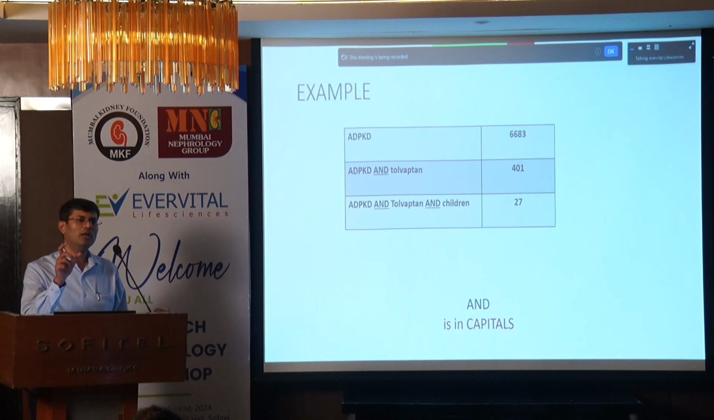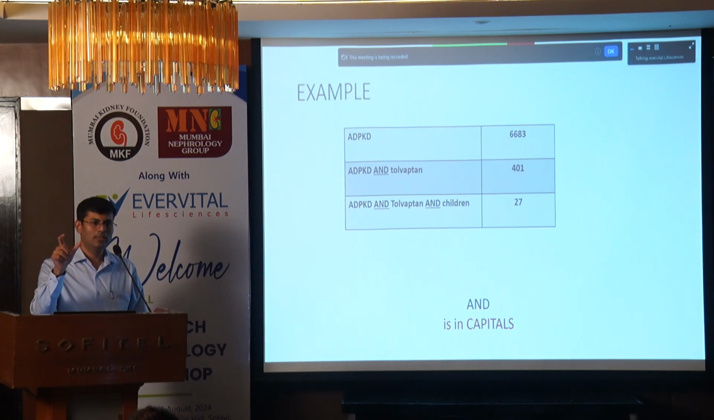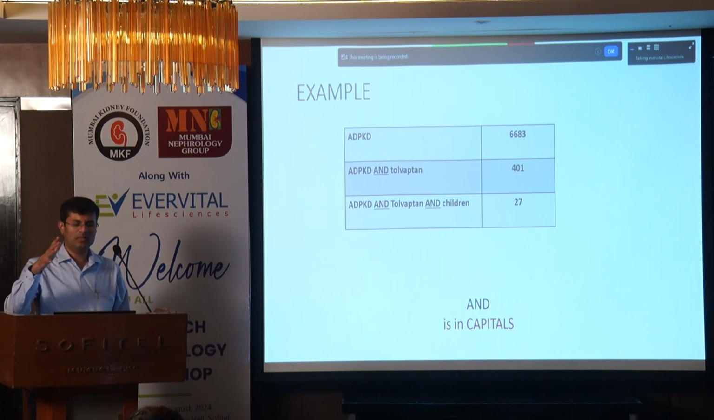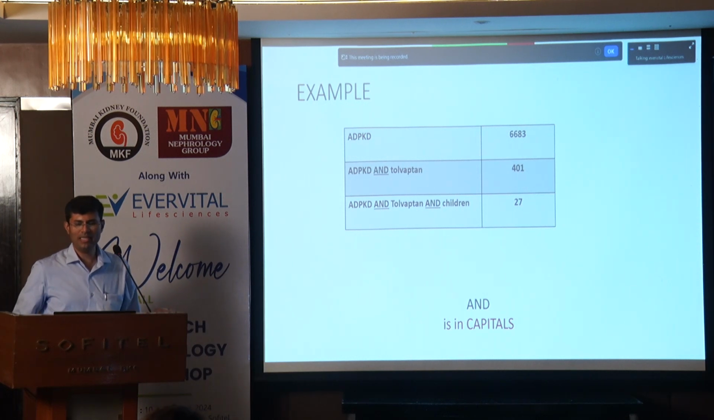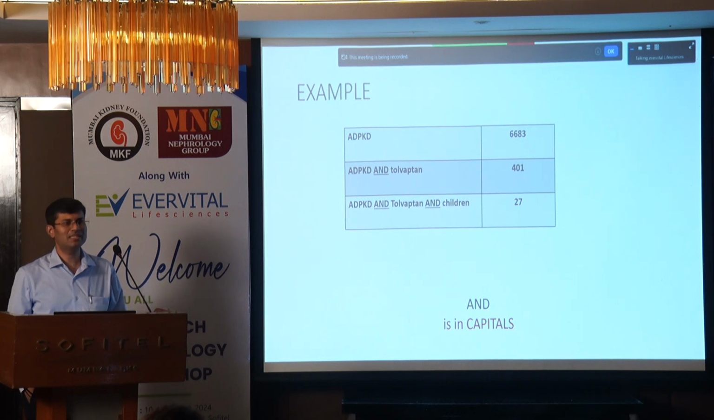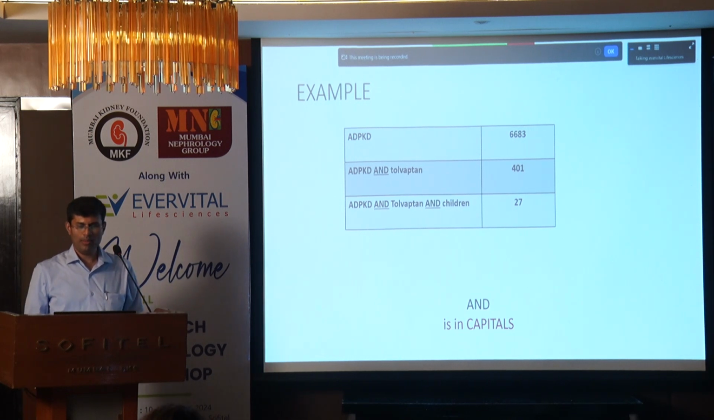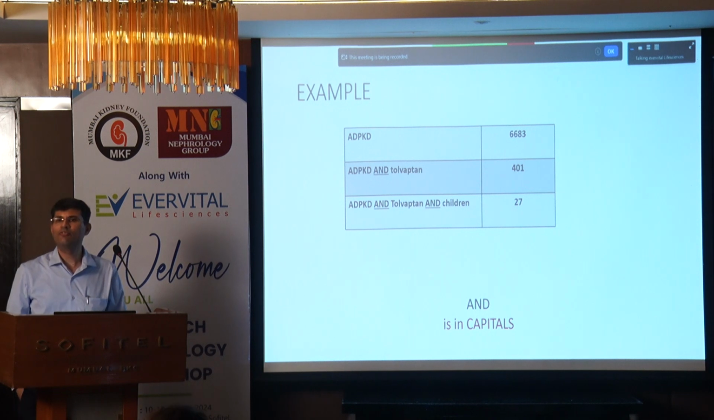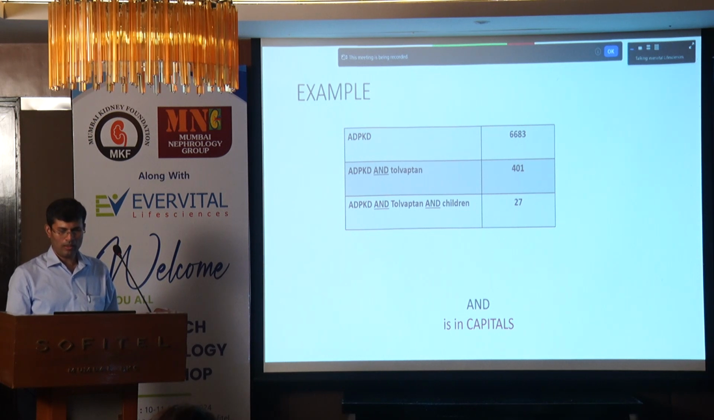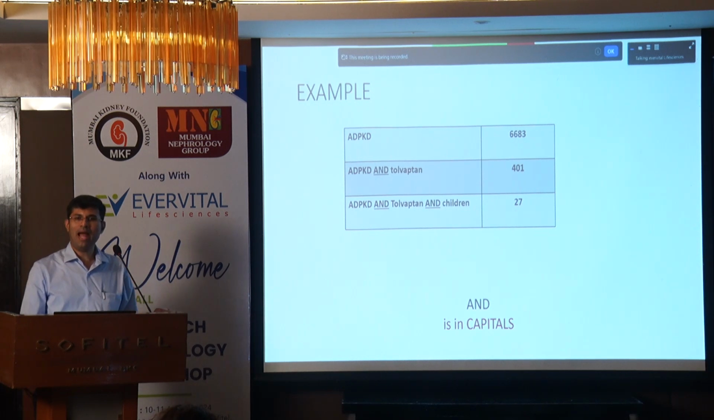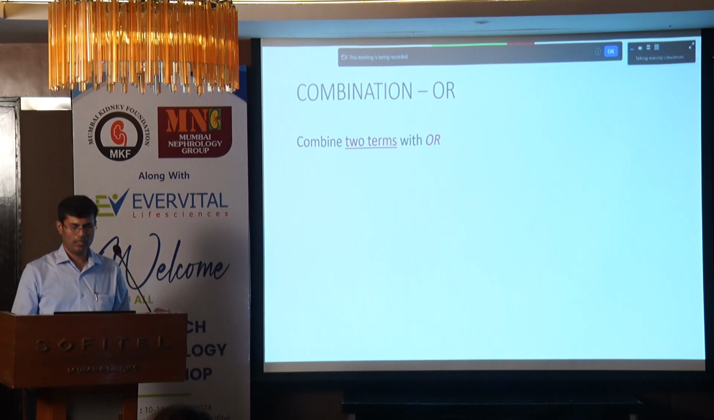So the more terms you add, the fewer the number of citations, the number of papers. For example, for ADPKD, I just found 6,600 papers. When I wrote ADPKD AND tolvaptan, I could get 401 papers, and when I added children, I could find 27. Make sure that you type AND in capitals.